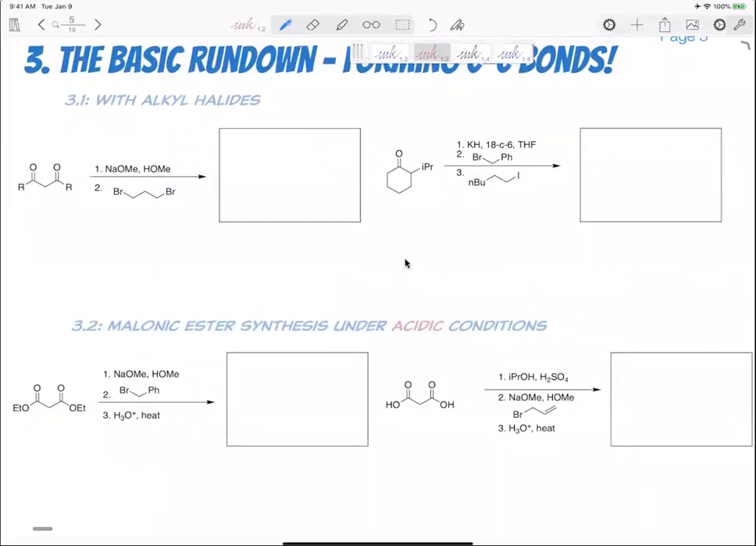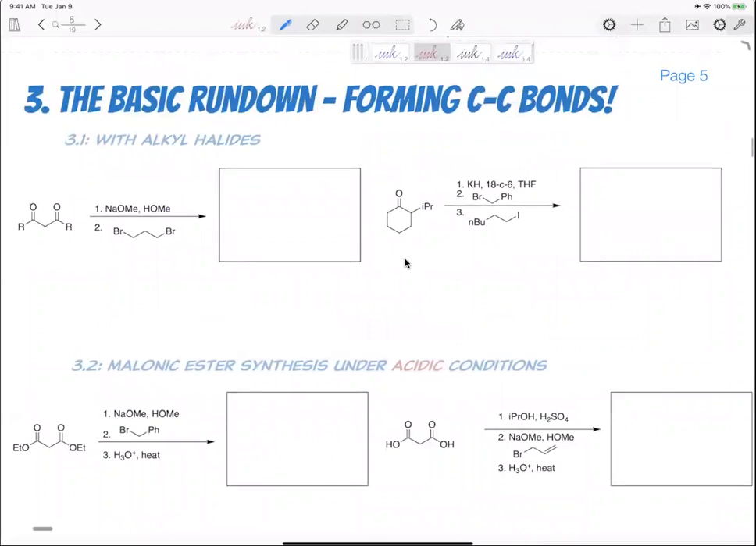Okay, so let's talk about the basic rundown. Remember, we are using enolate chemistry to form carbon-carbon bonds, right? It's also another way to form rings. So if you see rings in your product and you're asked to predict the reagents, high chances are you're going to have to use something that's enolate chemistry based.